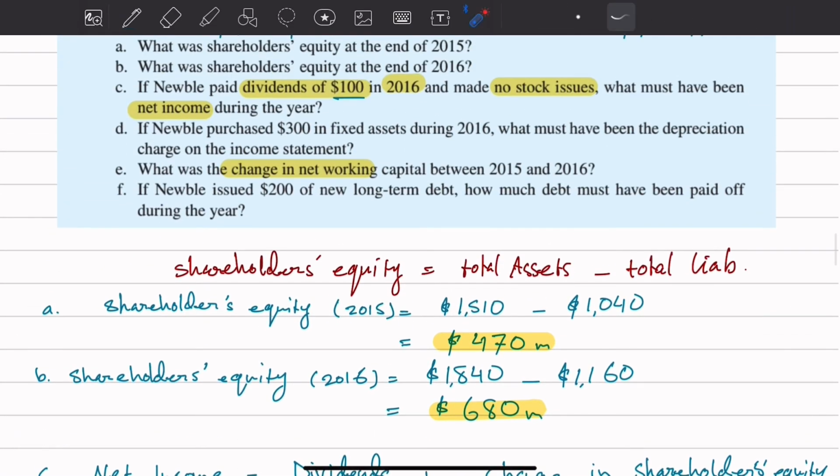Next one, last one, part F. If Newell issued 200, again, they should clarify that it's in millions, if they issued 200 million of new long-term debt, how much debt must have been paid off during the year? Again, this needs you to take a deep breath, look at the numbers, and rationalize the answer.